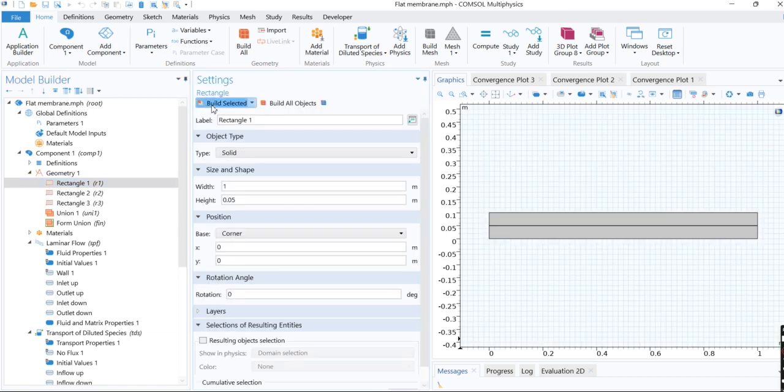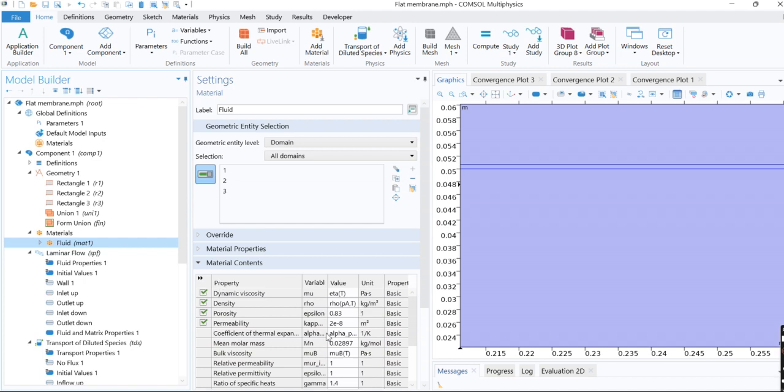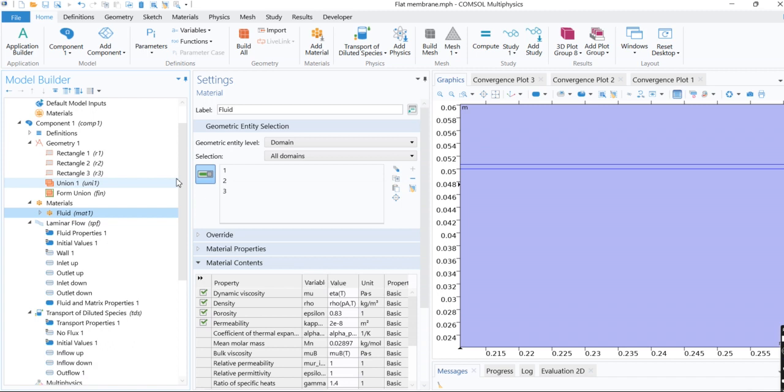The geometry is a 2D geometry, so we just built two rectangles and they were connected using a porous domain that is a membrane that we have. We defined a fluid with properties similar to water, so the liquid that is carried in the system is similar to water, and the porosity of the membrane is defined to be around 83%.